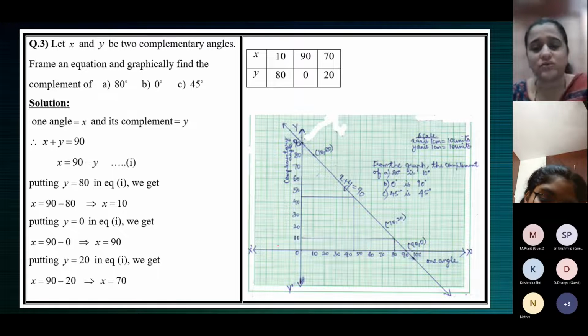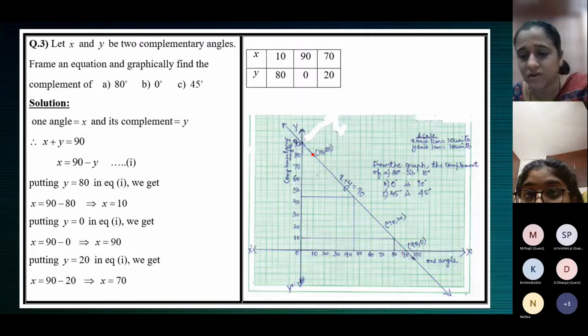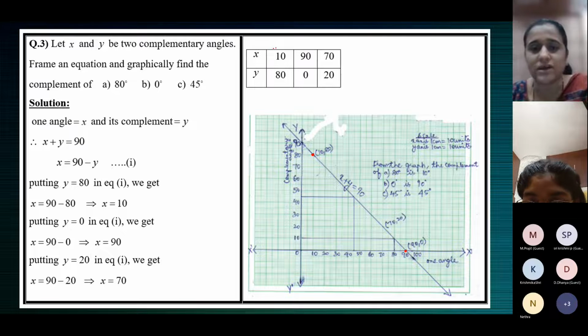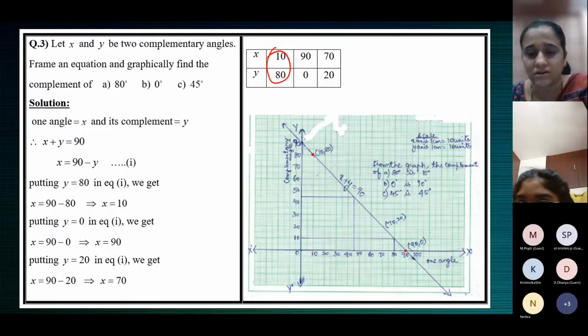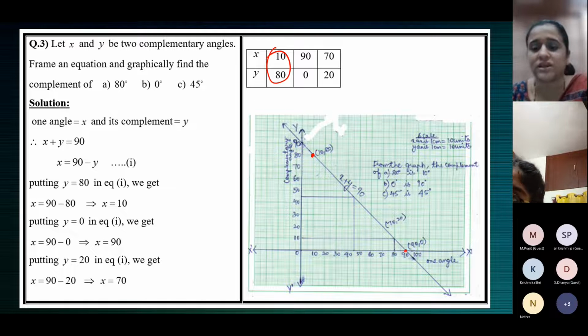So once you make the table, you just have to plot the points. So 10 and 80. See here, I plotted the points. 10 here, 80 here. So this is 10, 80. Then 90, 0. This is 90 on the x-axis, 0. This is the point 90, 0.